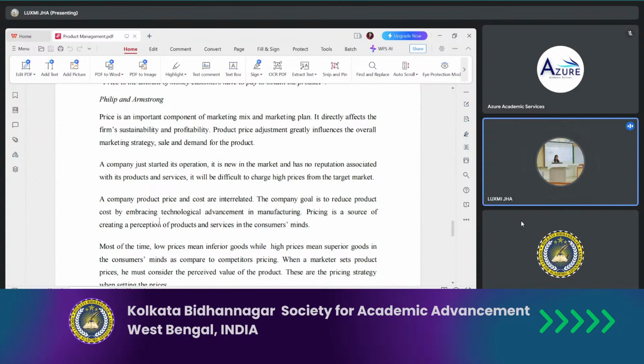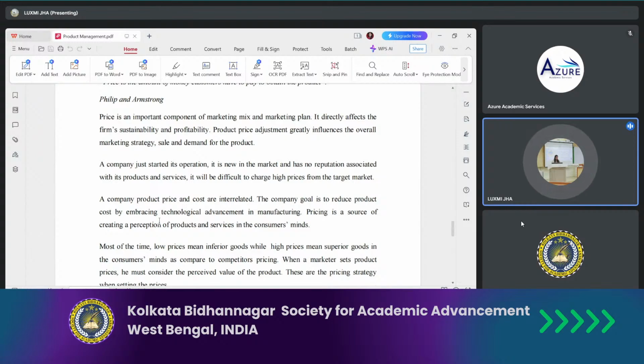So try to understand. Both things have to be evaluated properly when the marketer goes with the pricing strategies. The marketer has to check that it's not setting a negative mindset or negative perception among the people, that setting the price of a particular product low represents bad quality or lower quality. Nor should it be kept at such a high price that the consumers are not able to afford it. So the things have to be managed properly. Most of the time, low prices mean inferior goods, which I just said, while high prices mean superior goods in the consumer's mind as compared to the competitors' pricing.